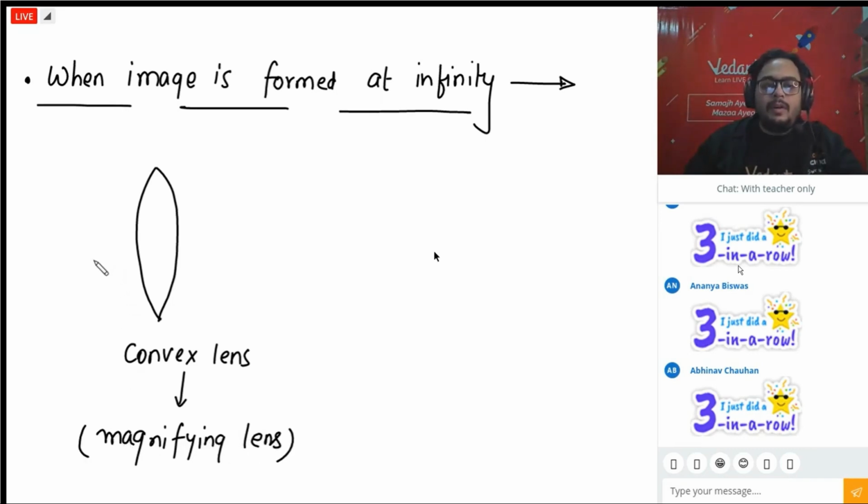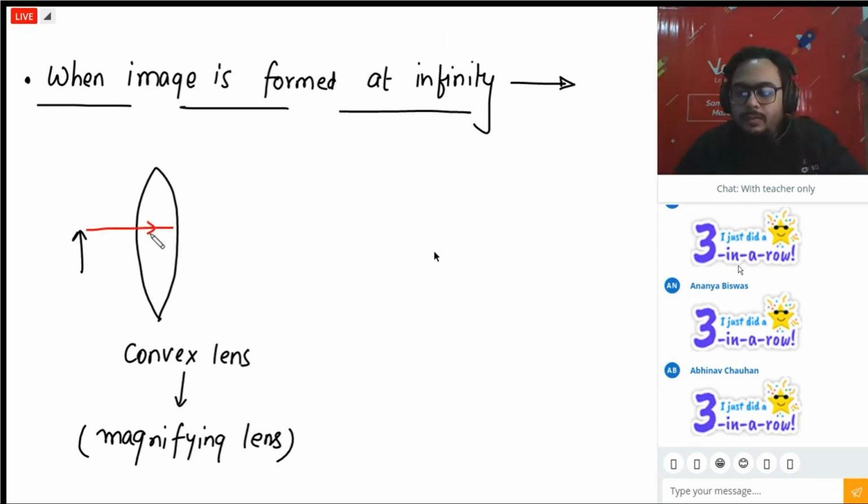And you have an object which is placed here, let me say. So the rays will move from the object. Let's make a slightly better diagram. The rays will start moving from the object.